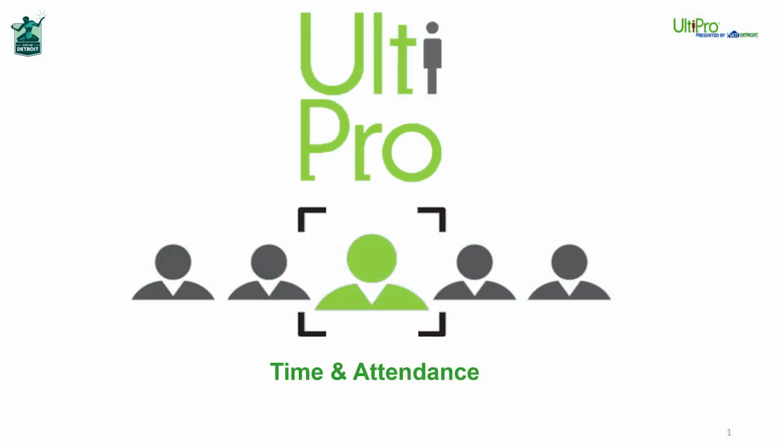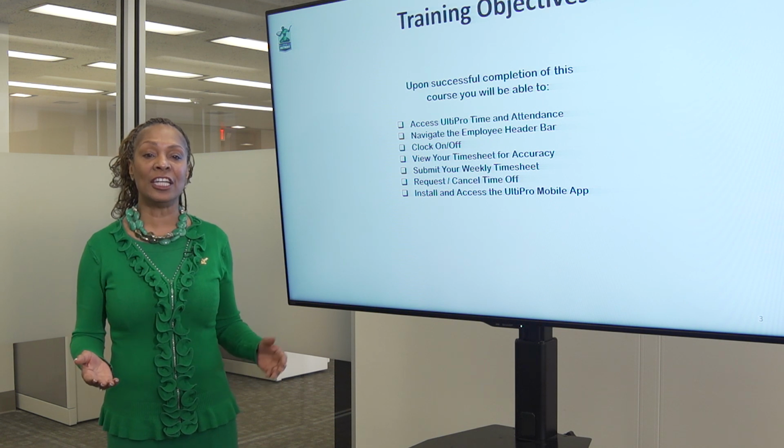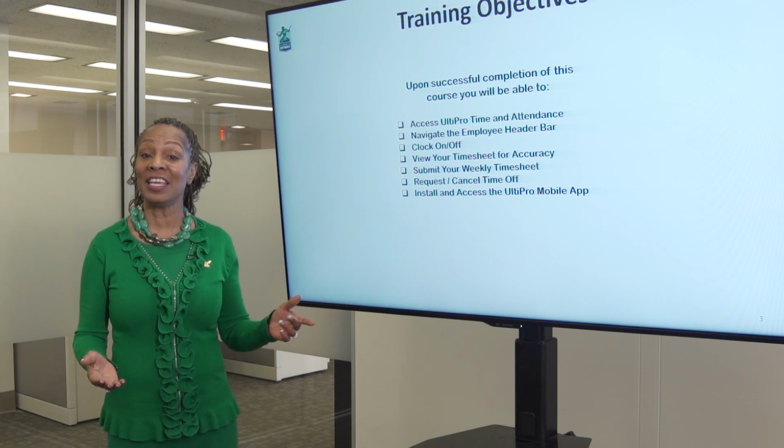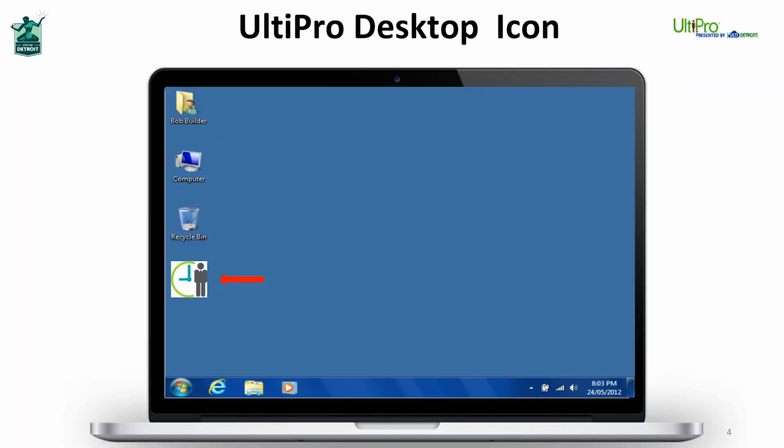I simply want to demonstrate how to access the new system, give you a quick tour, demonstrate how to clock on and clock off, and show you how to request time off in UltiPro. Let's get started. You will access UltiPro through this icon located on your desktop. When you click the icon, it will take you to the login screen for UltiPro.